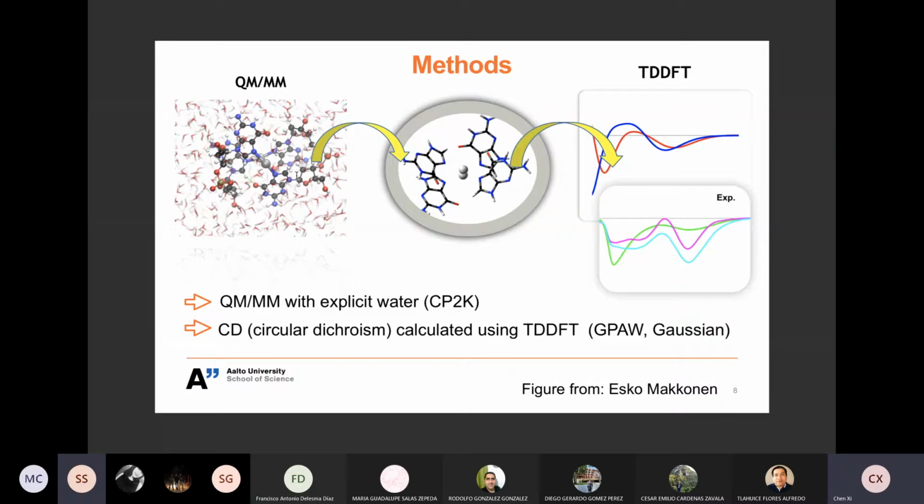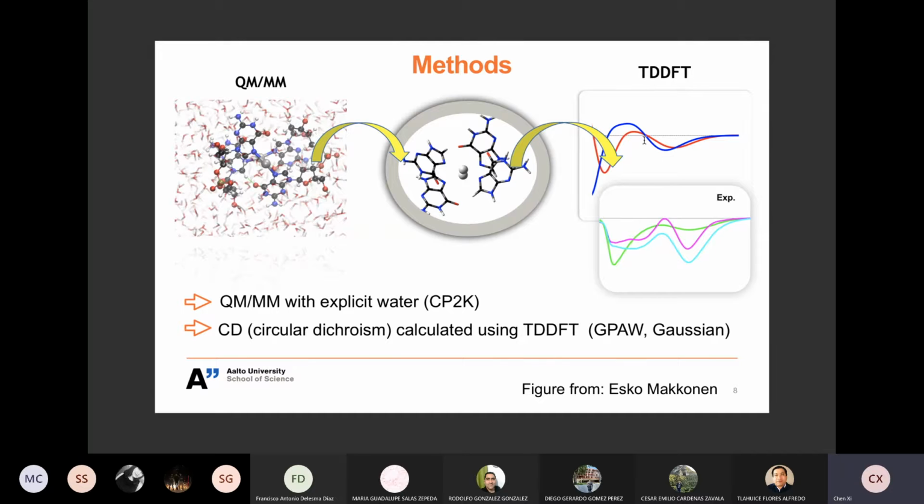Then we run the molecular dynamics for several picoseconds. Then the silver will find the place they like. Then we will take some snapshots from this molecular dynamics. Then we calculate the spectra to compare with experiment.